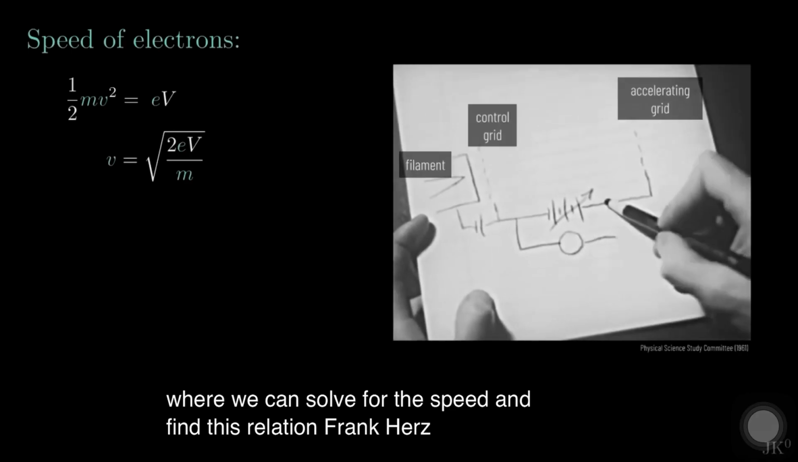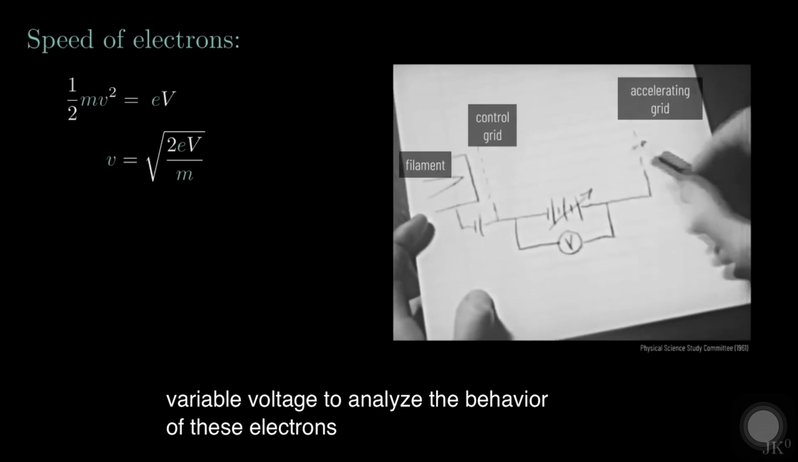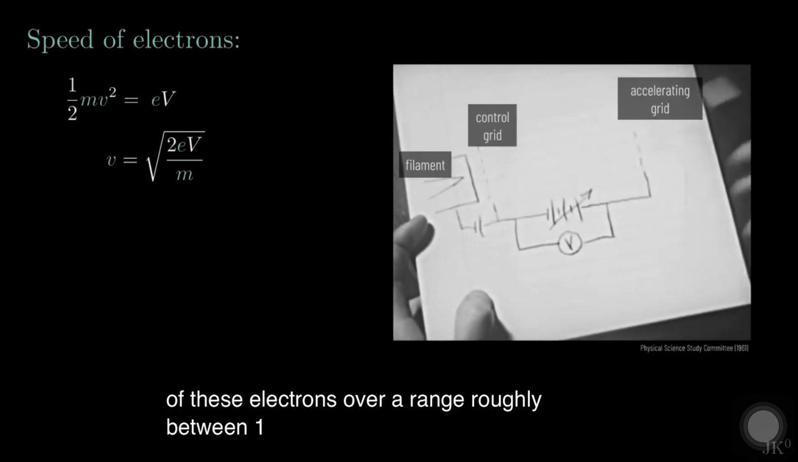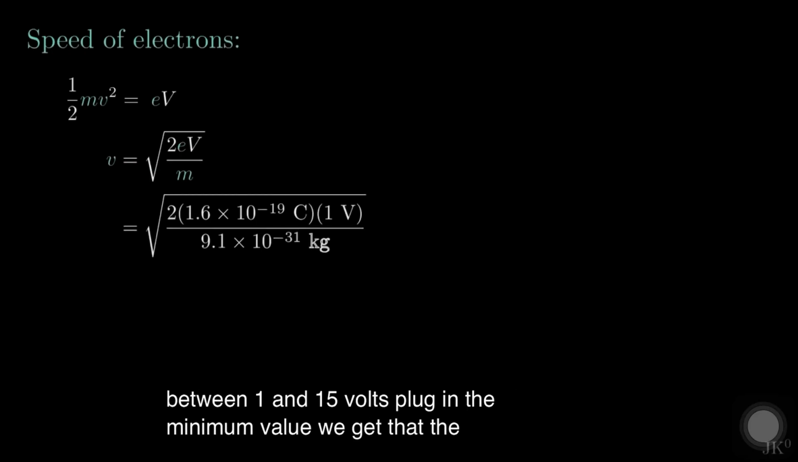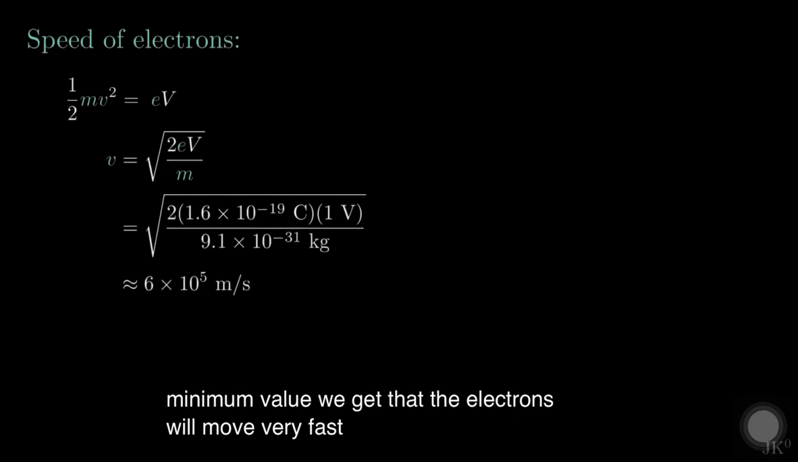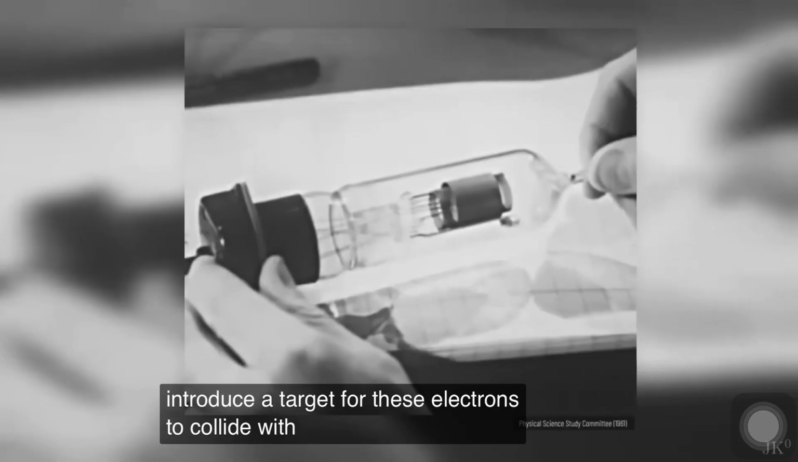Frank and Hertz use a variable voltage to analyze the behavior of these electrons over a range roughly between 1 and 15 volts. Plugging in the minimum value, we get that the electrons will move very fast. The next step was to introduce a target for these electrons to collide with. The tube contains a drop of liquid mercury.